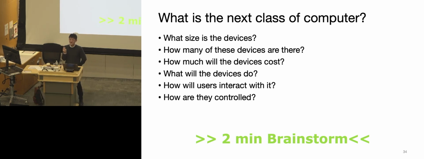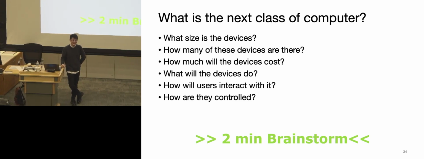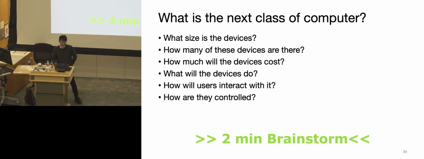Any other thoughts on the next class? Yes? Perhaps technology that's integrated with our body, like a brain chip. Like the Neuralink? Nice. That might be a little bit longer than the 2020s, but we'll see. You never know what Elon is capable of nowadays.